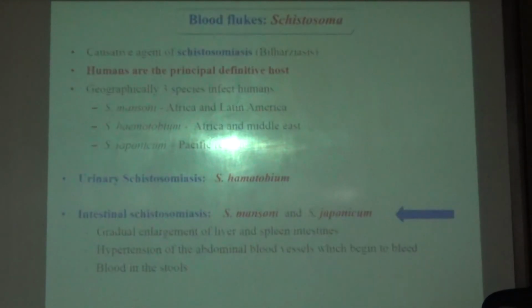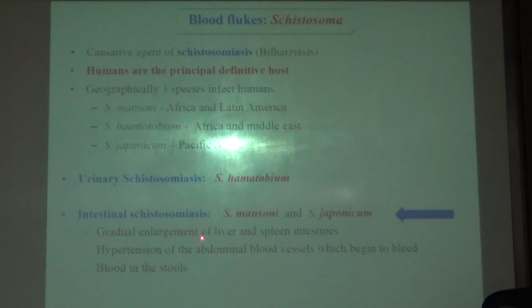So something about Schistosoma, also known as blood flukes. They are different species: Schistosoma mansoni, haematobium, japonicum, depending on the geographical area. Schistosoma haematobium is mainly associated with urinary schistosomiasis. We will not discuss this. Then there is intestinal schistosomiasis, like Schistosoma mansoni and Schistosoma japonicum.